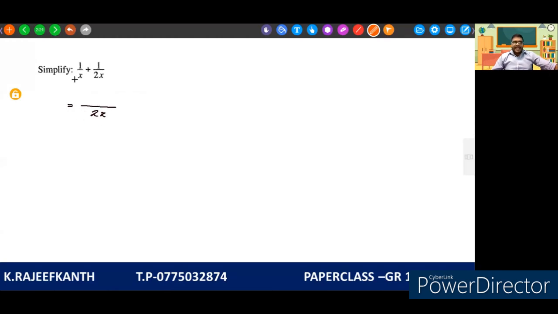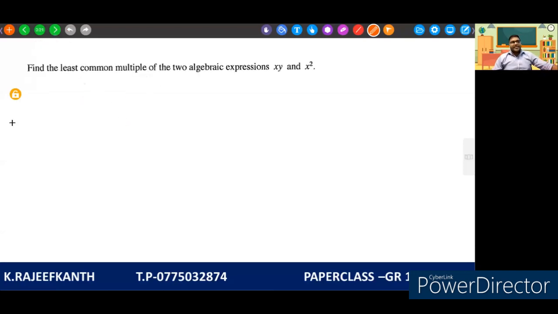In 2x, there are 2 times x, so we have to multiply this numerator by 2. Then 1 times 2 is equal to 2 plus. Here in 2x, there is 1 times 2x, then 1 times 1 is equal to 1. Then 2 plus 1 is equal to 3 over 2x. Then the answer is 3 over 2x. Right? Then we will move to second question.